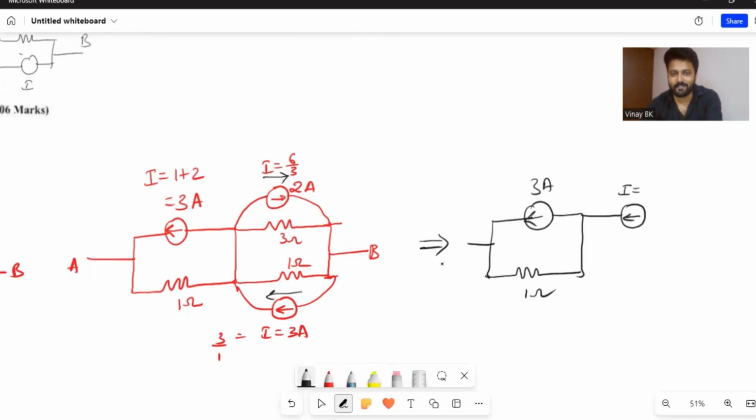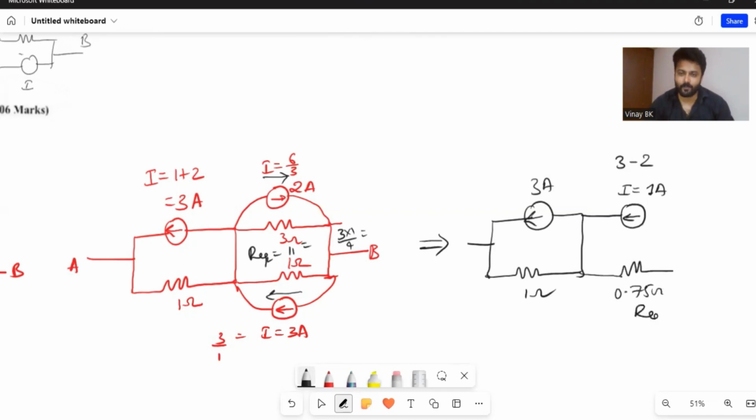That's nothing but current I equals 3 minus 2, that is 1 ampere you are getting. And the value of the resistors: 1 ohm, see R equivalent 2. This 1 ohm is parallel to 3 ohm, that is nothing but 3 into 1 divided by 4, you can get 0.75 ohm. This is R equivalent 2. And this is R equivalent 1, we already calculated. This is connected to B, A to B.